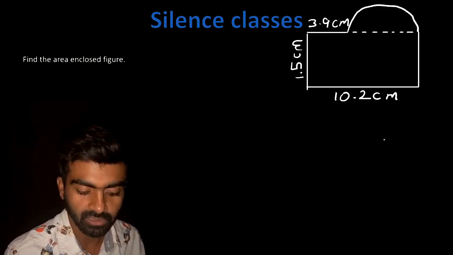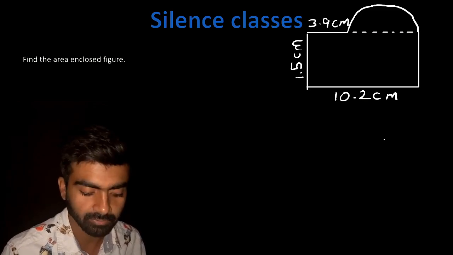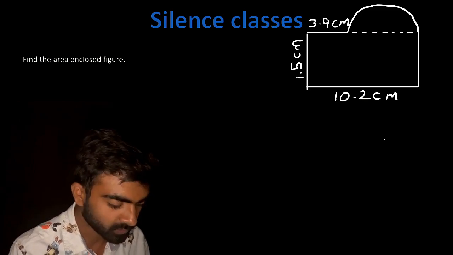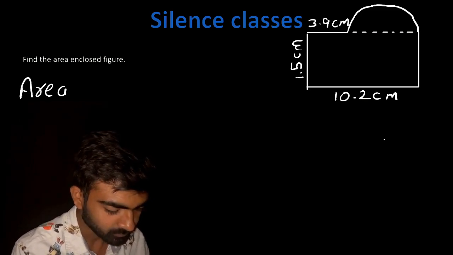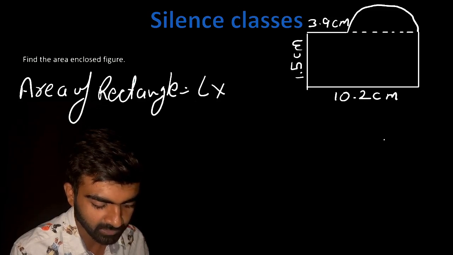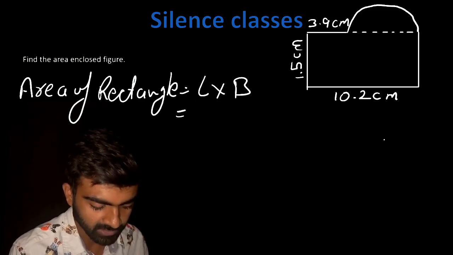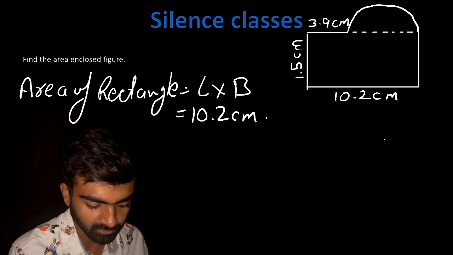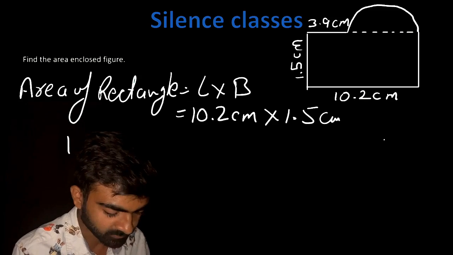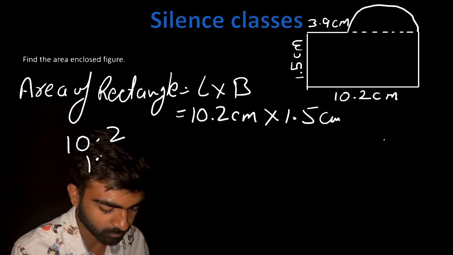And rectangle, the area of a rectangle is equal to L into B. Both L and B are given to us, so we can easily find out the area of a rectangle first of all. So let's do it. So area of rectangle is equal to L into B, so we can multiply 10.2 centimeter multiplied by 1.5 centimeter. Okay, you can easily multiply it. 10.2 multiplied by 1.5.